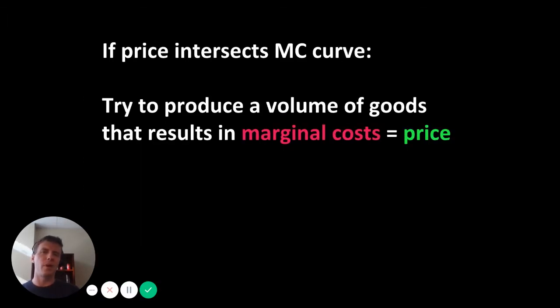So if the price intersects the marginal cost curve, the rule of thumb here is to try to produce some volume of goods where the marginal cost of production equals the price.